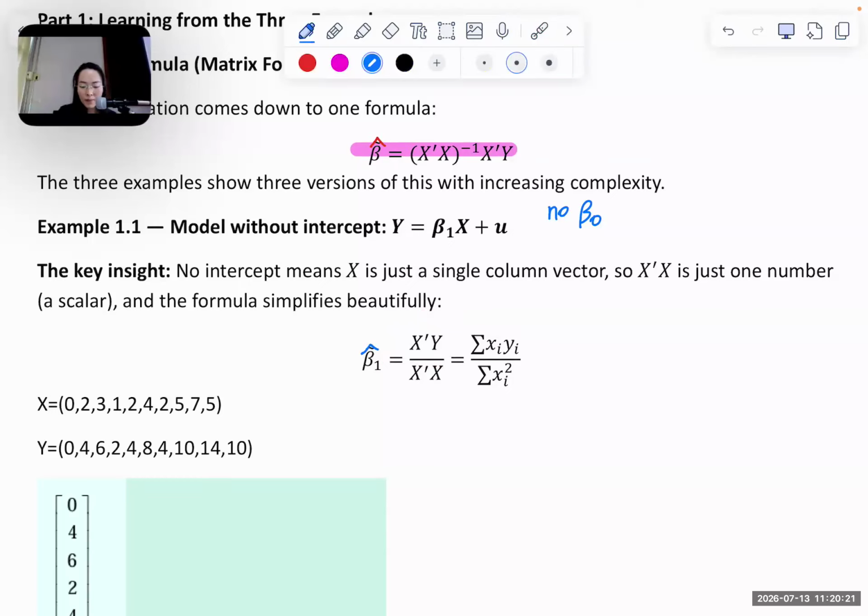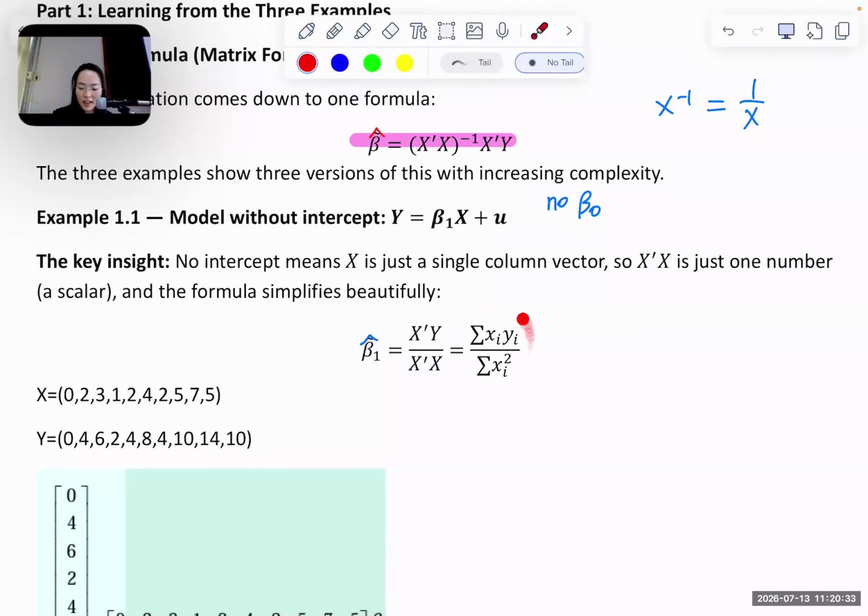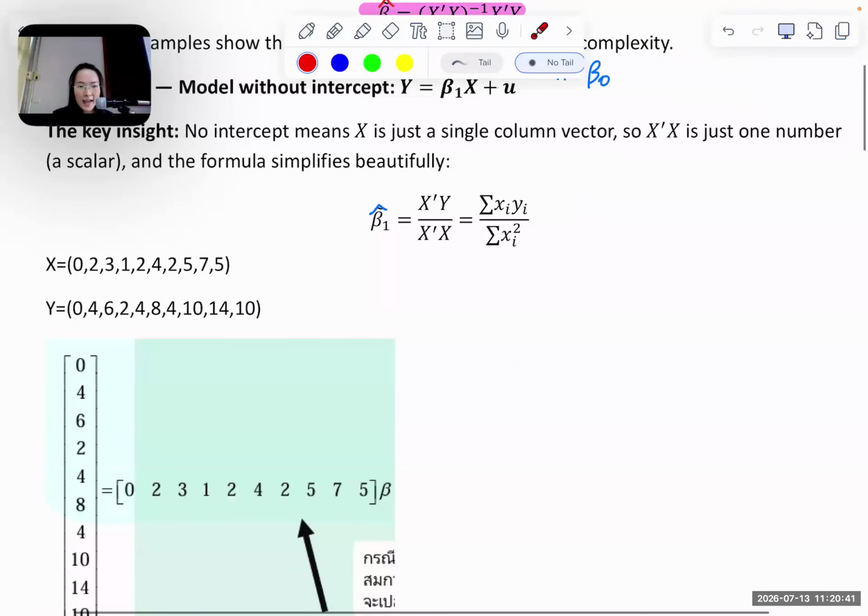Because if you see X to the power negative 1, it equals 1 over x, right? From your mathematics class. So here, the numerator is just the summation of xi yi over the summation of xi squared. Here we have x and y. Suppose these are our data points.